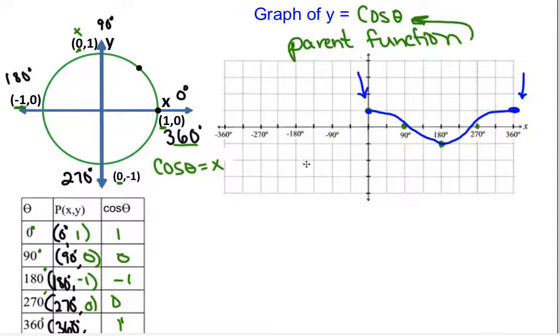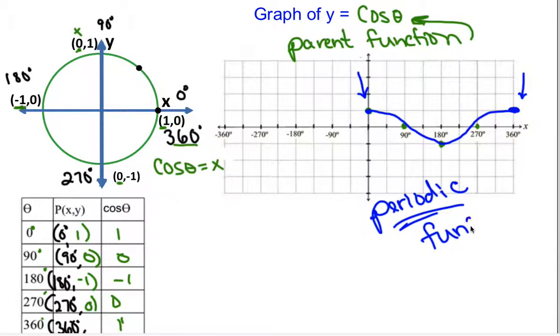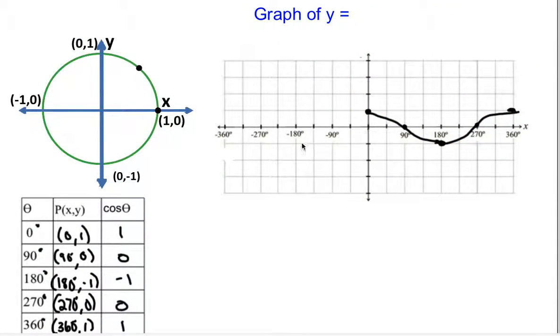But what's going to happen as it goes around the unit circle is it's going to keep repeating itself. That's why it's called a periodic function, because it keeps doing the same thing. All right, so we are going to look at some of our transformations.